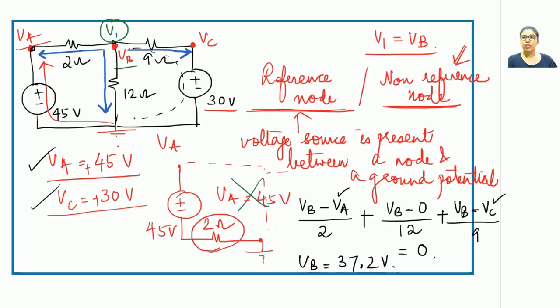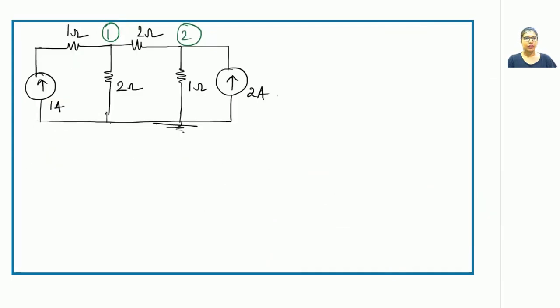Now let us move on to our next question. So this is our second question. Over here it says find out the voltages at these points 1 and 2. We'll use the same concept that we have been using in our previous equations. Let us see if we are able to solve it or not.